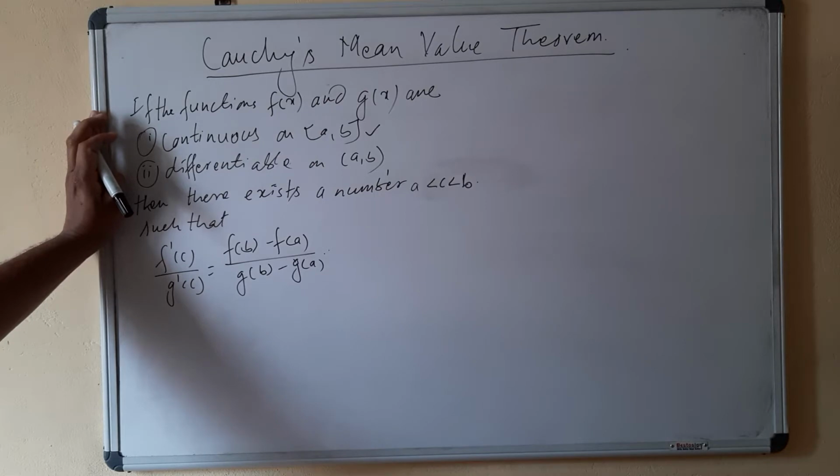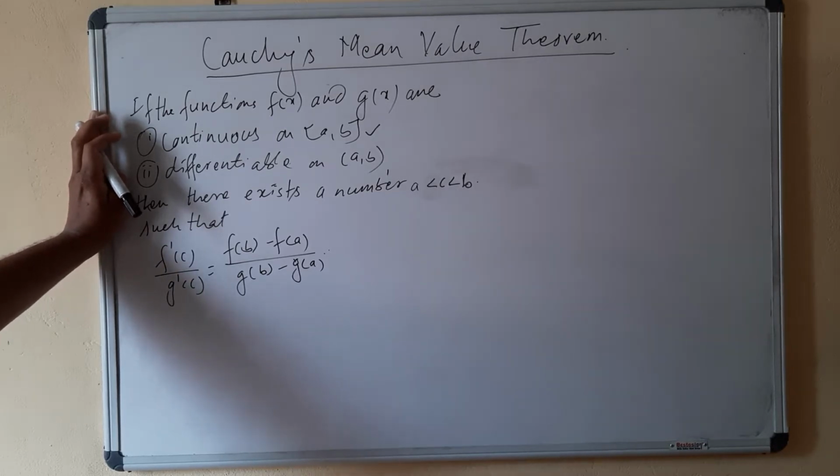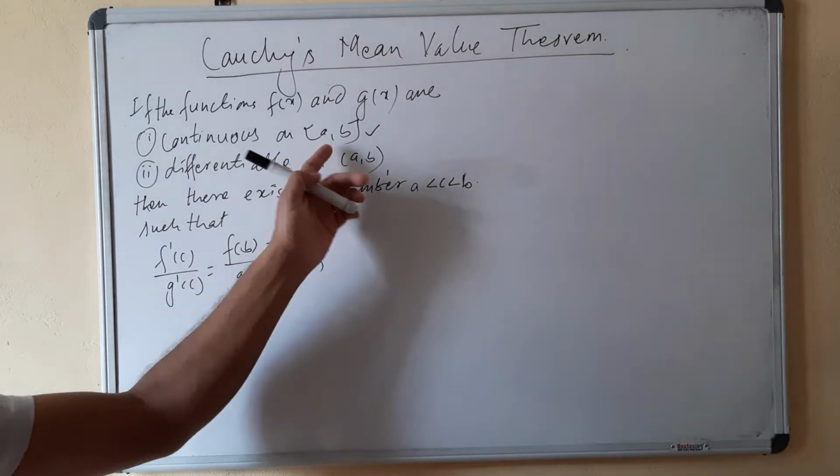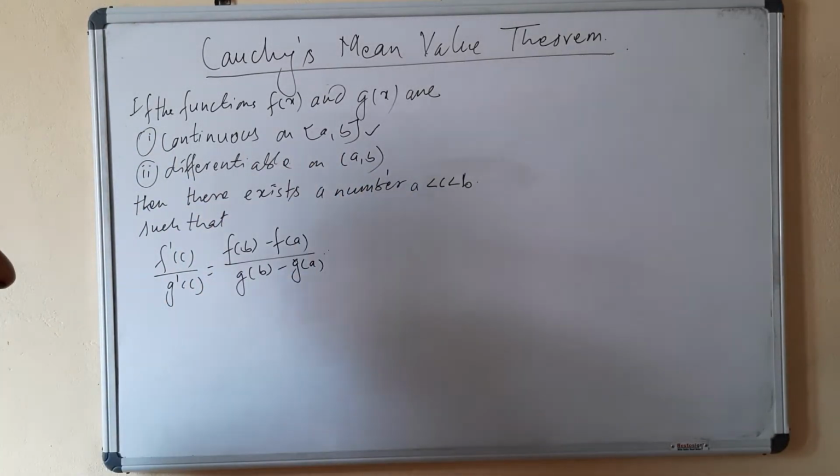Before this theorem, we have gone through Rolle's theorem and Lagrange's mean value theorem. In both of these theorems, we use a single function f(x), which is continuous on the closed interval [a, b] and differentiable on the open interval (a, b). But in Cauchy's mean value theorem, we use two functions f(x) and g(x), and both of these functions are continuous on the closed interval [a, b] and differentiable on the open interval (a, b).